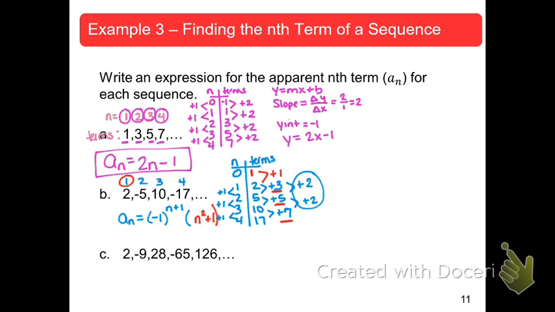So let's try that 1. When I plug in 1, I get 1 squared, which is 1, plus 1, which is 2. It worked, but you need to check all the others. So plug in the 2. 2 squared is 4, plus 1 is 5. Remember, we're not worried about the negative. It's taken care of in the first part of the equation. And then plug in 3. 3 squared is 9, plus 1 is 10. 4 squared is 16, plus 1 is 17. So this equation works for all of it. The first part takes care of the alternating negative, and the last part takes care of the digits behind it.